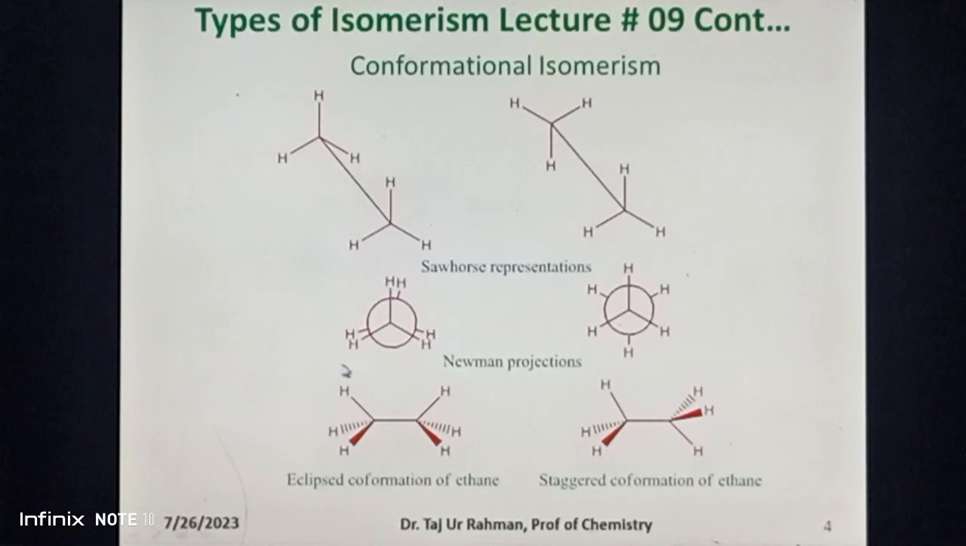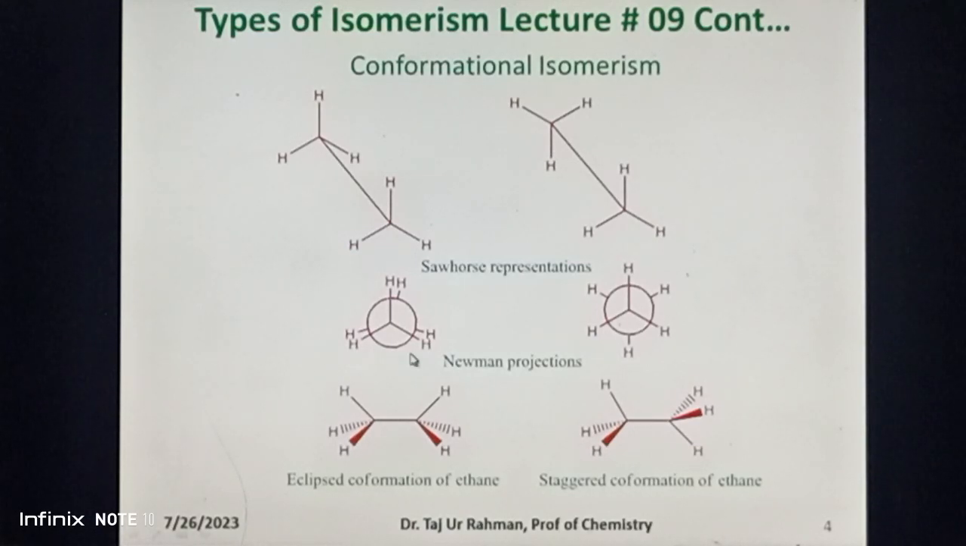In between the eclipsed and staggered conformations of ethane, there are an infinite number of conformations possible. These are called skew conformations. The staggered conformation is about 12.1 kilojoules per mole lower in energy than the eclipsed conformer. Thus, the staggered conformer is more stable than the eclipsed conformer. One thing should be noted: conformers have different physical and, to some extent, chemical properties.